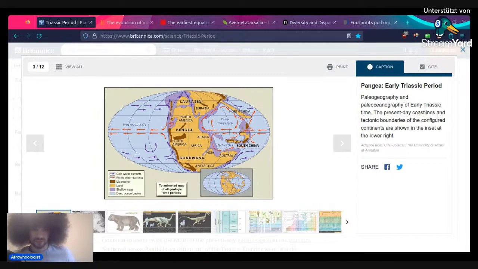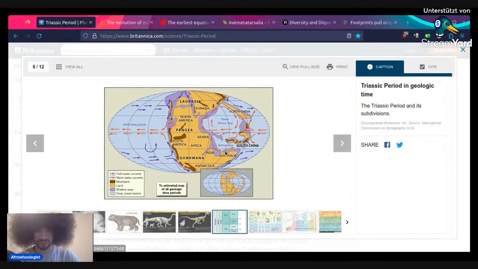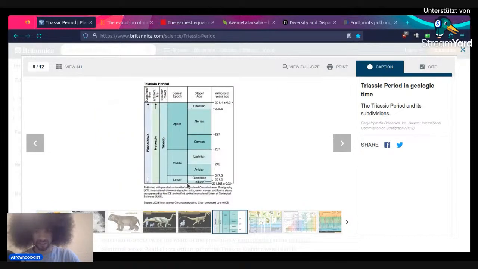The mid-Triassic isn't really the middle of the Triassic. It's this bizarre little period that exists kind of in between the upper Triassic and lower Triassic. And what do I mean by that? So if you actually look at, let's take a look here, you'll see that the middle Triassic just covers this 10 million years between when the Triassic first starts.